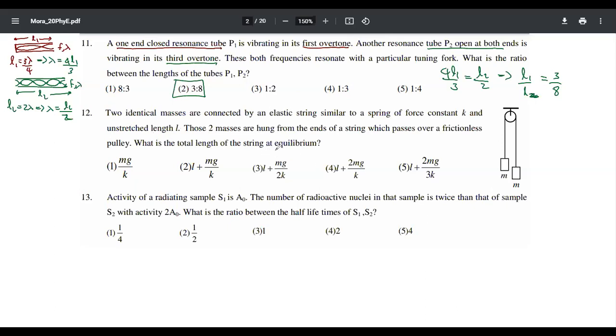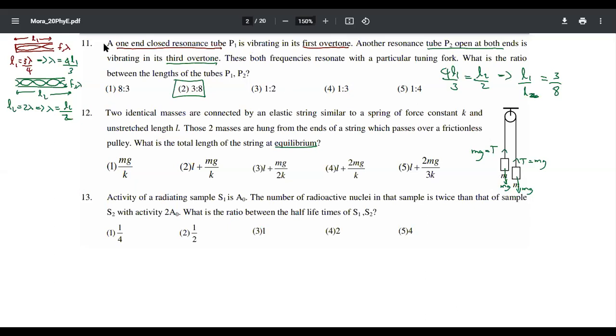Now, at equilibrium, equilibrium means the system is not moving. The system won't be moving because there will be mg here, and here also there is mg. So the tensions will be equal to mg. I think it said it's a light string, right? Now, what will be the length of the string, people? How do you find the length of the string?